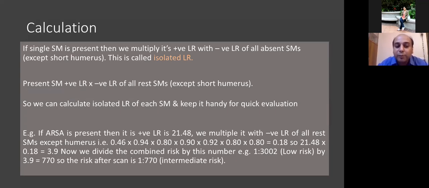the factor of 3.9. Now we divide the combined risk of 3002 by this 3.9, which gives us 770. So the risk after scan is 1:770. The low risk has been converted into intermediate risk in the TIFA scan. So in the category of intermediate risk, we need to go for an invasive test like amniocentesis.